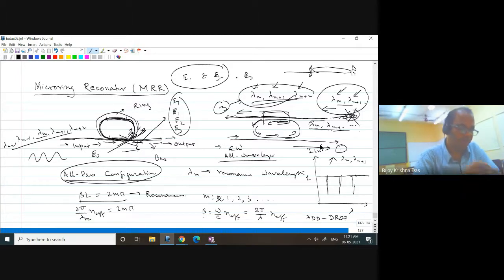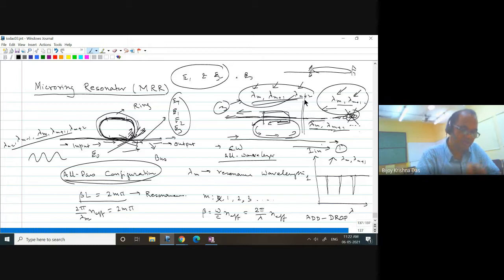Sometimes we use this for certain applications, and sometimes we use this type for certain other applications. The bus waveguide need not be just parallel to this one. You can have a bus waveguide something like this here also. You need to pick a certain value. That way, you can normally design your integrated photonic circuits. Any question till this point?